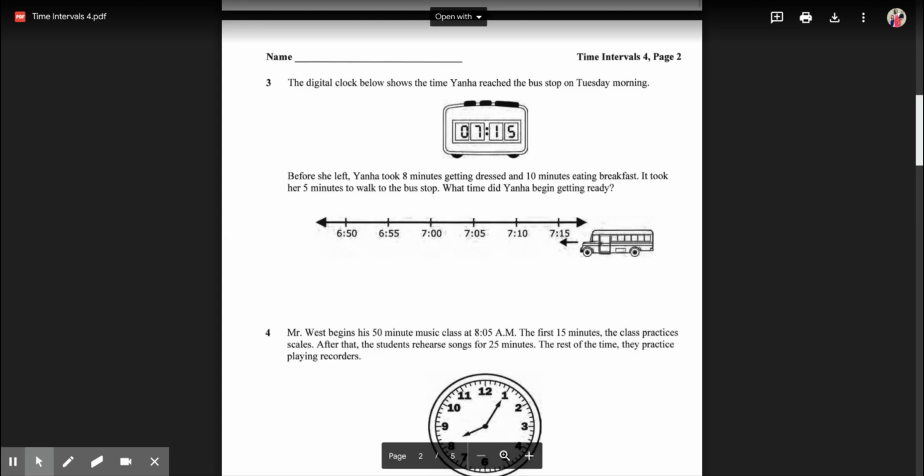The digital clock below shows the time Yana reached the bus stop on Tuesday morning. The digital clock shows 7:15. Before she left, Yana took 8 minutes getting dressed and 10 minutes eating breakfast. It took her 5 minutes to walk to the bus stop. What time did Yana begin getting ready?